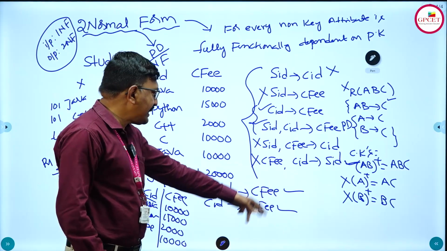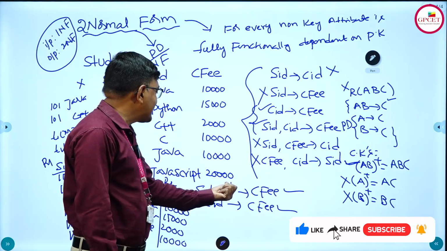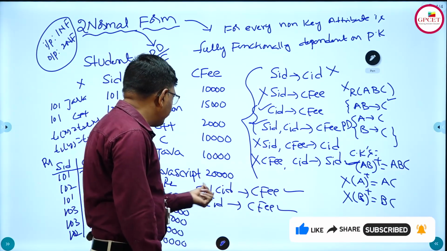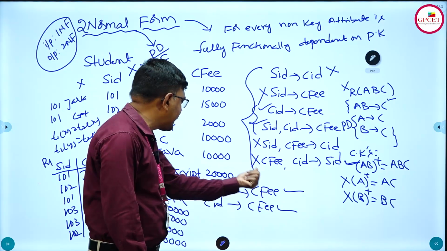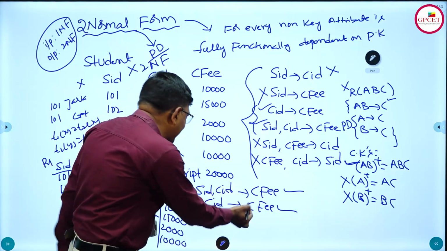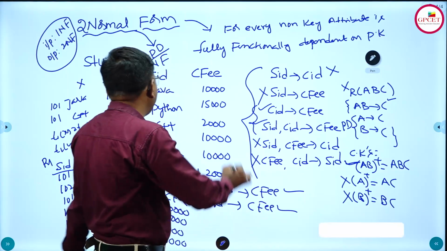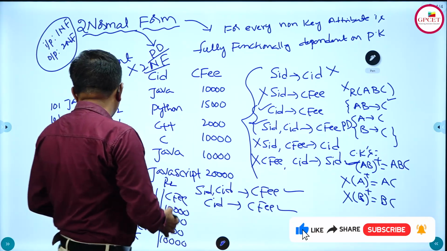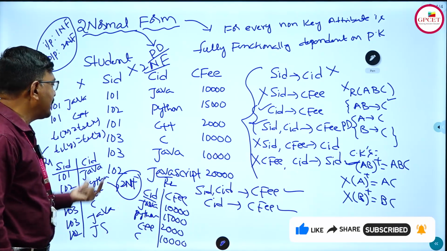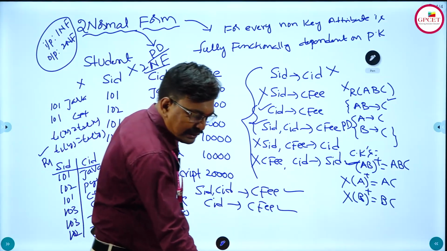Clear? Course fee is a non-key attribute. What are the key attributes? SID, CID is the primary key, and the key attributes are SID comma CID. SID, CID tends to course fee: every non-key attribute is fully functionally dependent on the primary key. That's the first one. Whereas the second one, CID tends to course fee, is a part of the primary key. That's why the given table is not in the second normal form. We can decompose it into smaller relations R1 and R2. After decomposition, the given two tables are in second normal form. That is the 2NF.